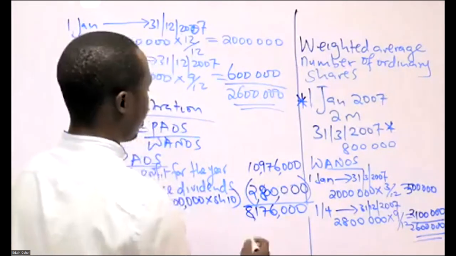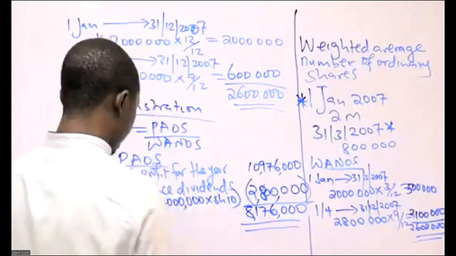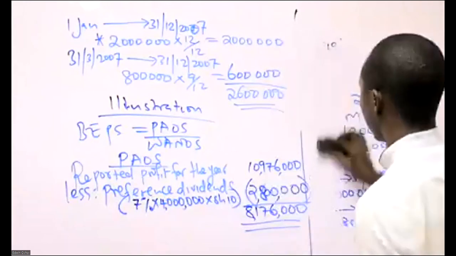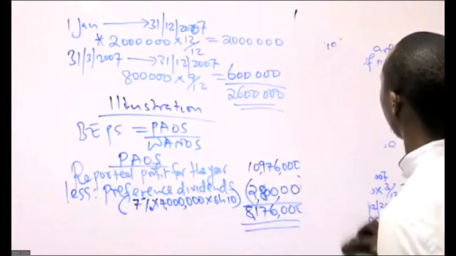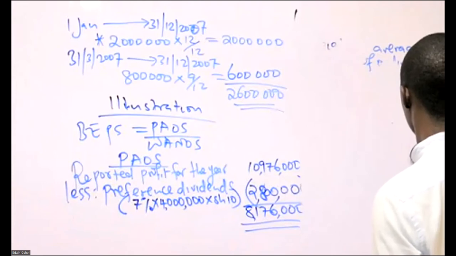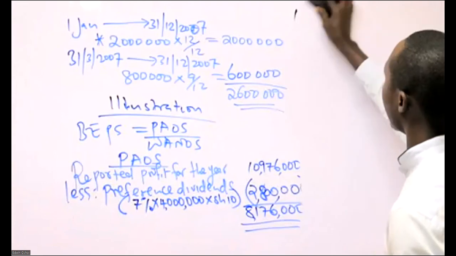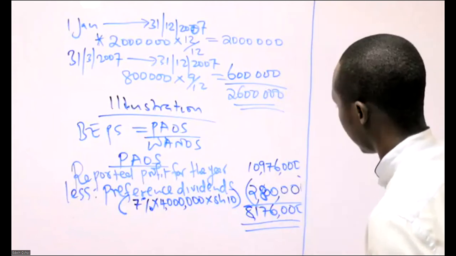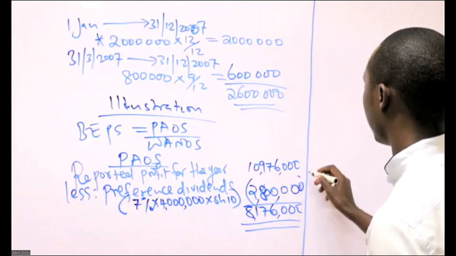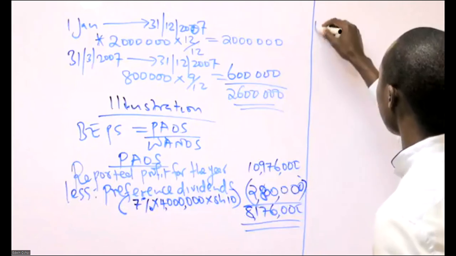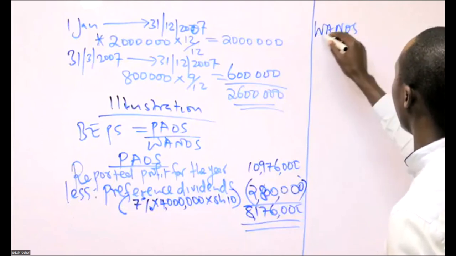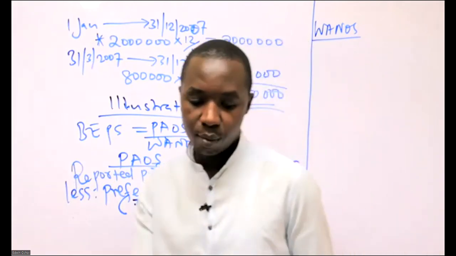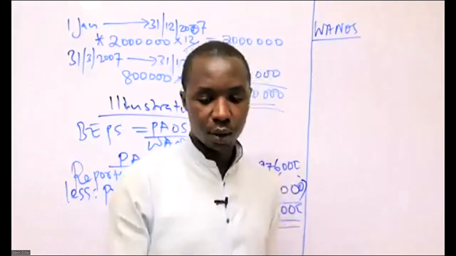176,000. So that is the PAUS. So then we talk about now the weighted number of ordinary shares. You weigh the number of ordinary shares. You don't have to weigh the preference shares, but you weigh the common shares. So the denominator is all about weighing the number of ordinary shares which were issued.